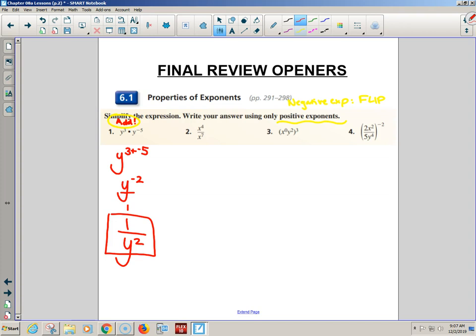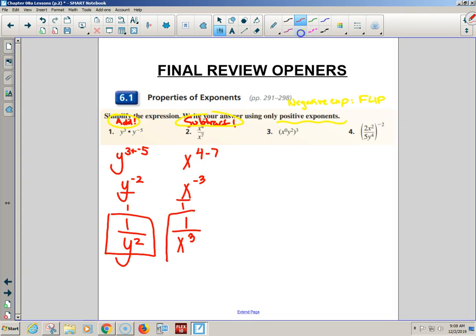How about for number 2? The reminder is not add. The reminder is multiply. When dividing, you subtract. No multiplication yet. So what's my subtraction going to be? Like bases, good. Careful, 4 minus 7 is a 3, but what kind of 3? A negative 3. So x to the negative 3, hey, it's another negative, so what do we have to do? Flip. So we can put that over 1, and if we flip that down, we would have x cubed.